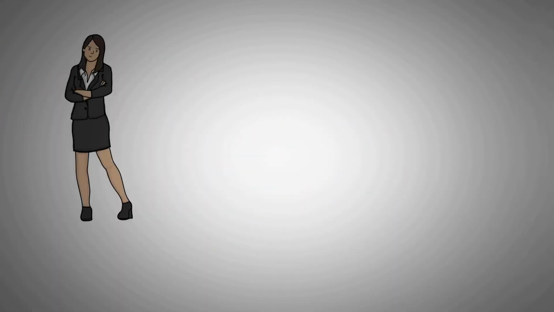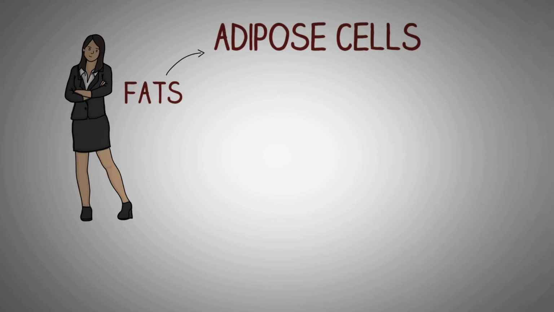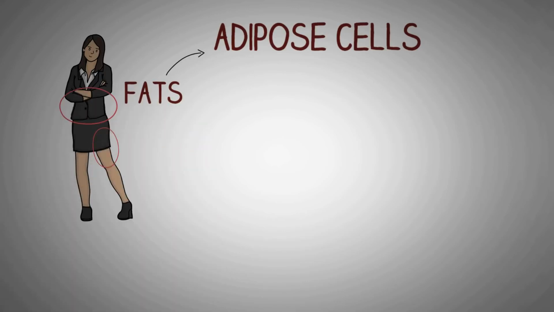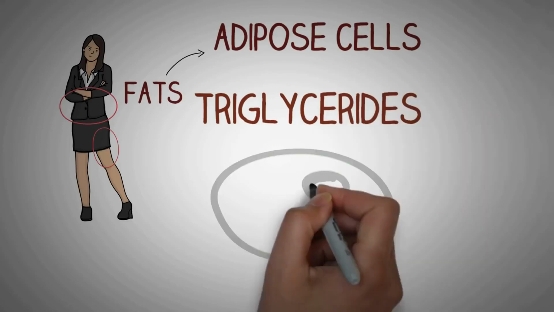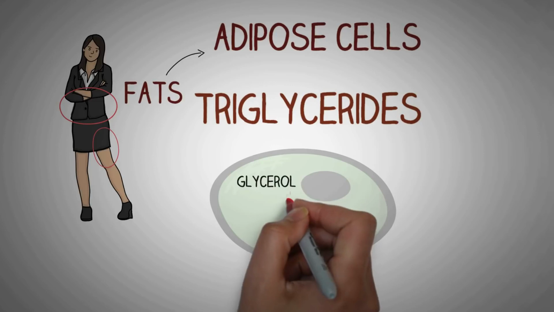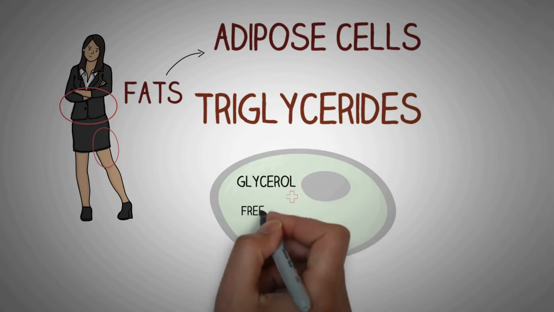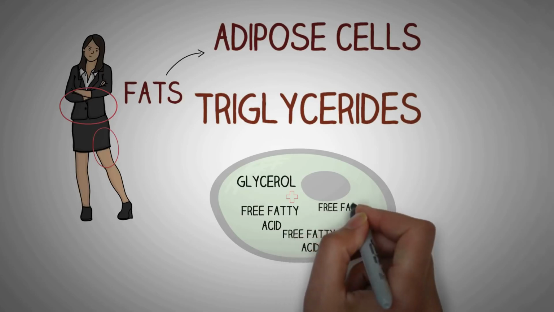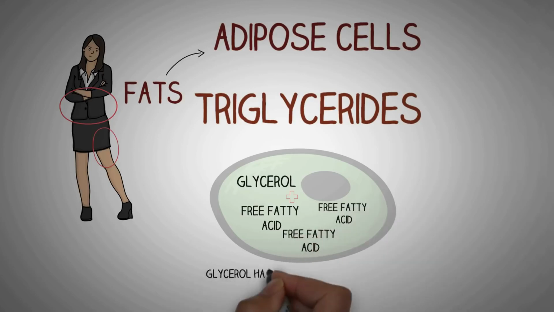Like we just discussed, the human body contains fats which have adipose cells in them. The fats are located in main areas like the abdomen, thighs, and arms. The adipose cells contain triglycerides which have glycerol in combination with 3 free fatty acids. The combination of glycerol with free fatty acids is important because glycerol has a large molecular mass which prevents the escape of free fatty acids from adipose cells.